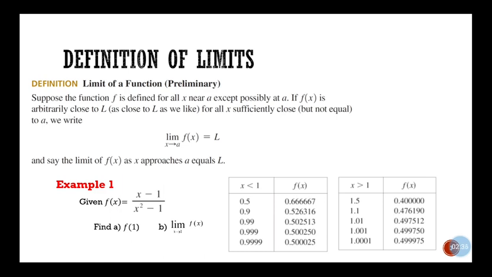So basically, what is a limit? The limit of a function is defined here. Suppose the function f is defined for all x near a except possibly at a. If f(x) is arbitrarily close to L, as close to L as we like, for all x sufficiently close to but not equal to a, we write this: the limit of f(x) as x approaches a is equal to L.